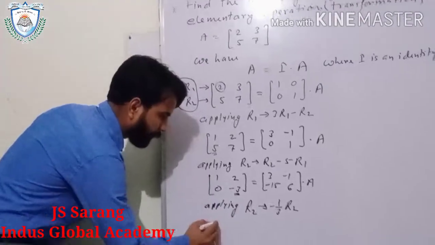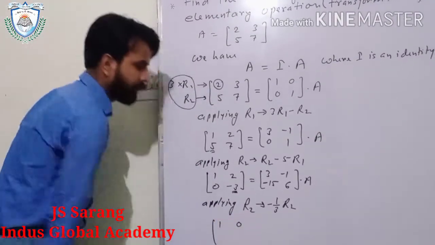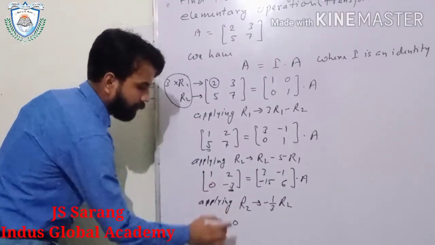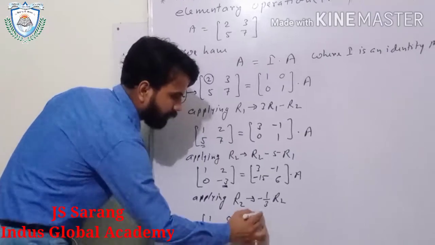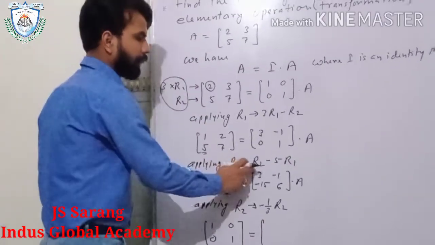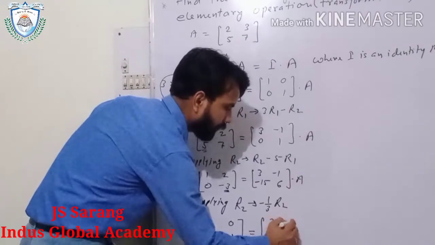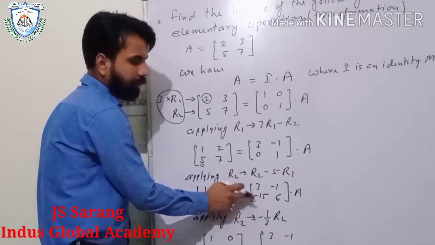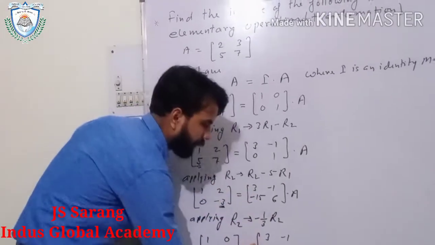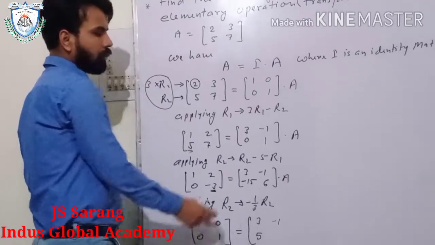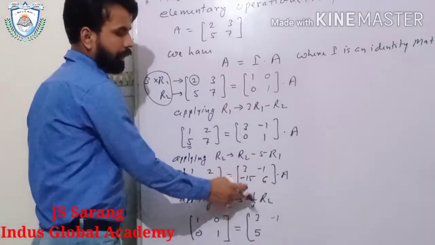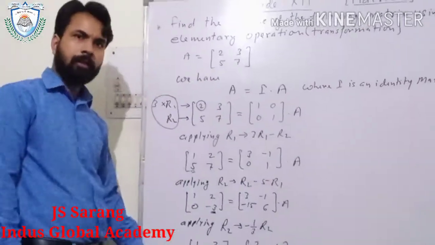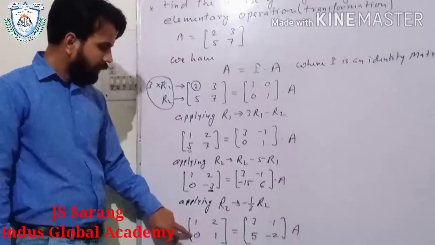So apply this. The first row will be the same. In R2 we will multiply by minus 1 by 3. So this will be 0 and this will be 1, equal to. The same operation we will implement here. 3, minus 1 will remain the same. Now this element is multiplied by minus 1 by 3. So minus and minus will be plus, 15 upon 3 we will get 5. Now see, 6 into minus 1 by 3: 3 2s are 6, that is minus 2. Clear? Now 1, 0, 1.